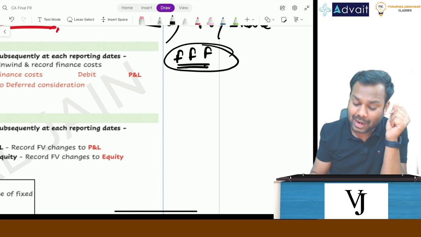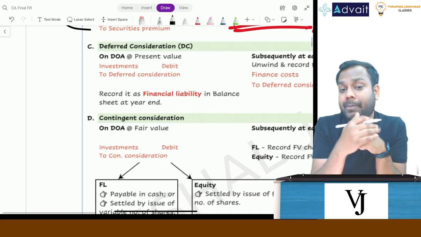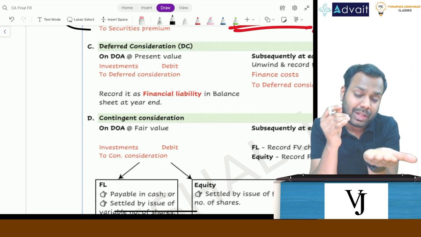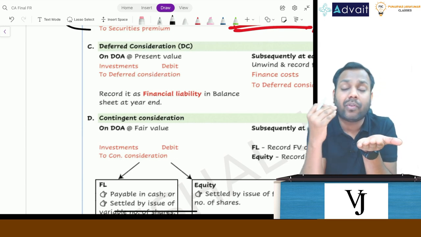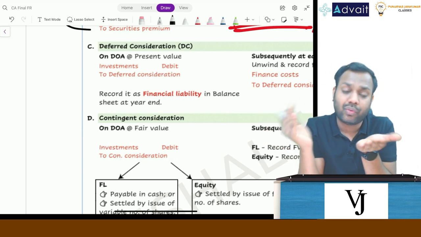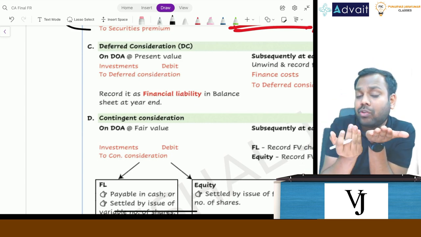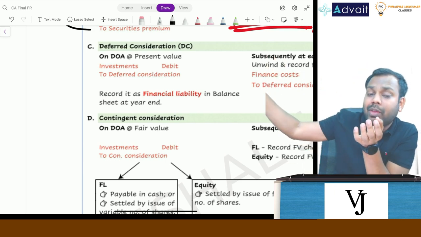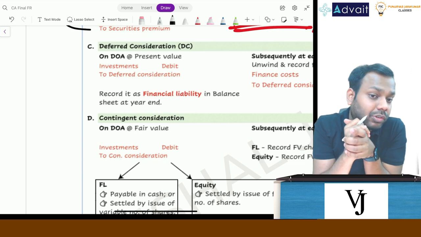If all three conditions are there, then there is a time value of money component involved here. Though you are required to pay the money today itself, you are not paying it now. Rather, you are paying after 1 year, 2 years or 3 years. So you will have to calculate the value today, which is called the present value. You will calculate the present value of the amount to be paid in the future, and that will form part of the cost of investments.